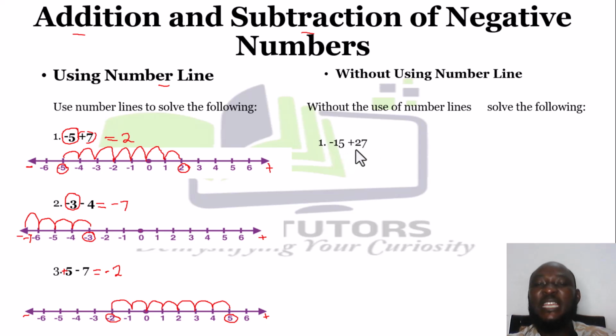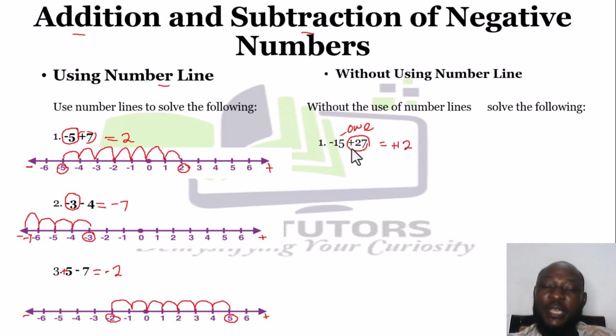Minus 15, it means you are owing. Okay, so you came to my house and you borrowed 15 naira. Now, I waited for you for about 2 weeks and you did not come to pay me my money. So I went to your house and I met you with 27 naira. I collected my 15 naira. How much do you have left that is yours? You have 12 naira. So this is positive 12.